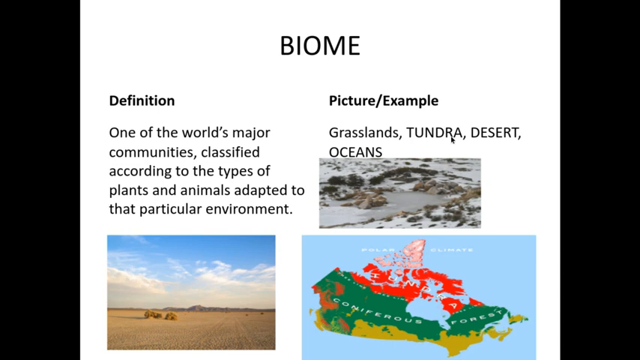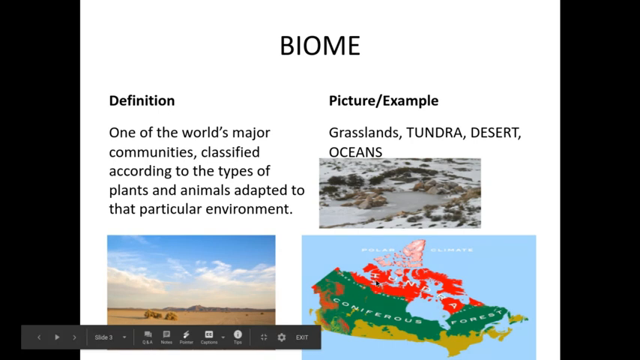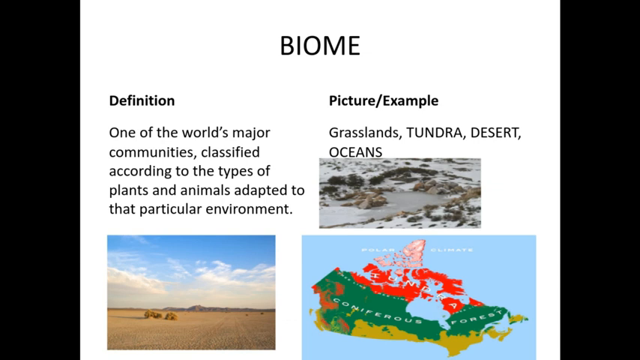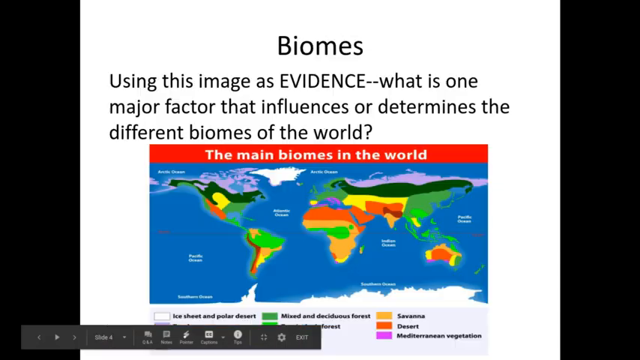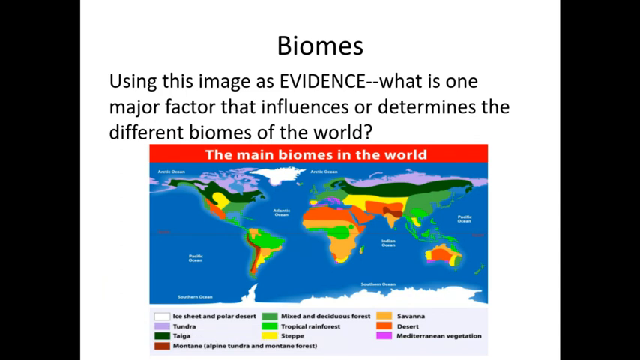We have the tundra, which is really closely related to the Arctic. If you look at this picture, this would be more of the Arctic because it's all ice. And then the red here, this would be the tundra because it's still a very cold climate there. Then we have deserts, we have oceans, we have freshwater environments, and you'll see all that in your video.